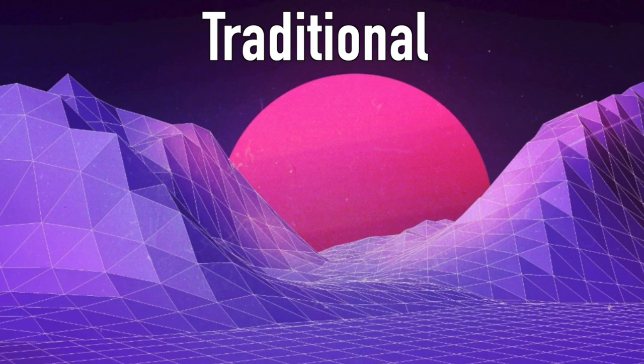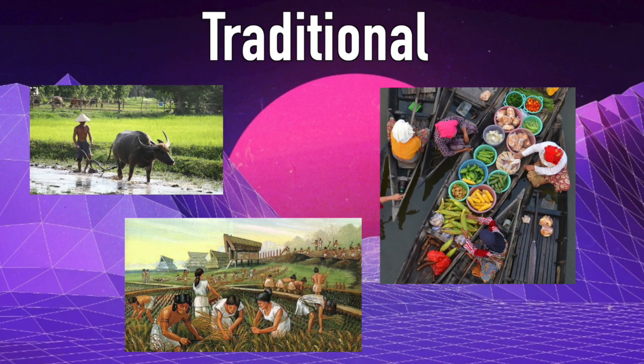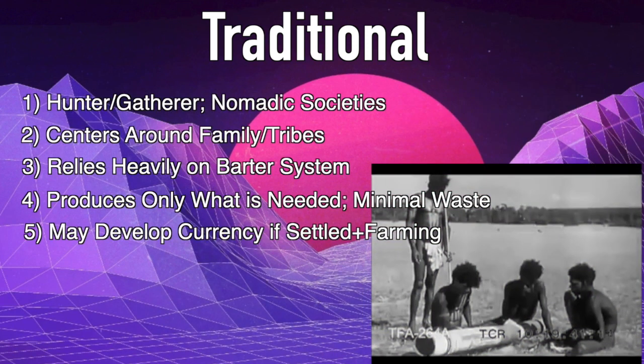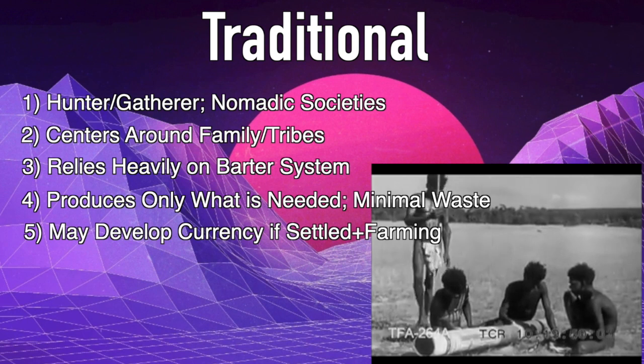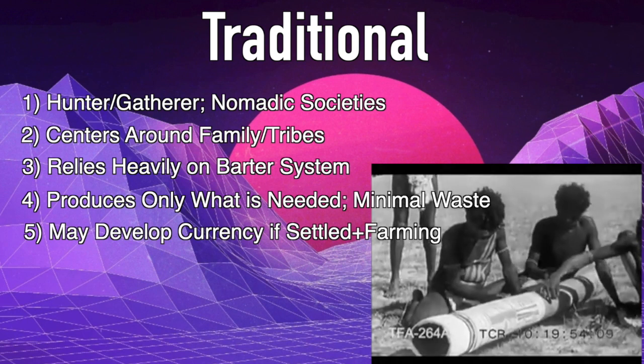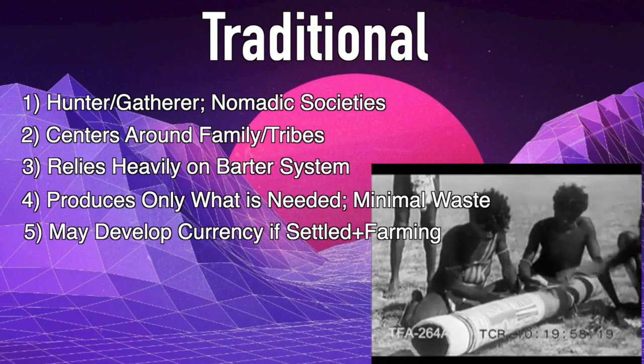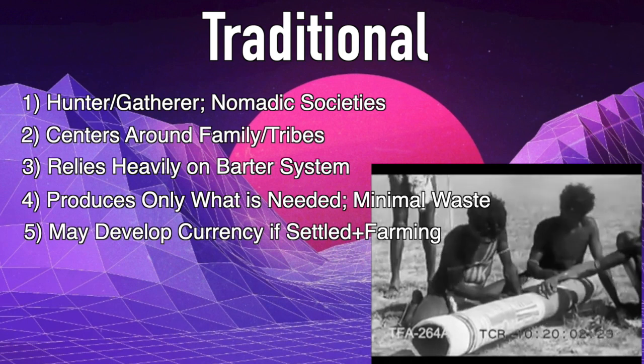A traditional economy is the oldest type of economy. It exists in hunter-gatherer nomadic societies and centers around families and tribes. This economy relies heavily on the barter system, where people trade something that they have for something else that they want. Society in a traditional economy produces only what is needed, and as a result, there's minimal waste.